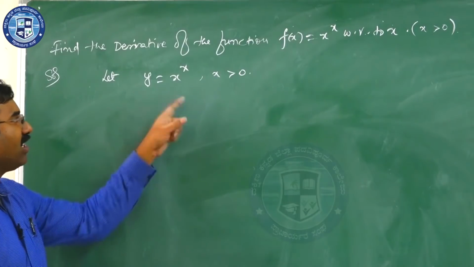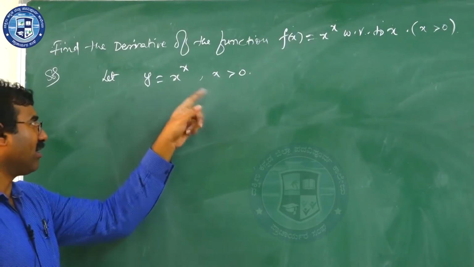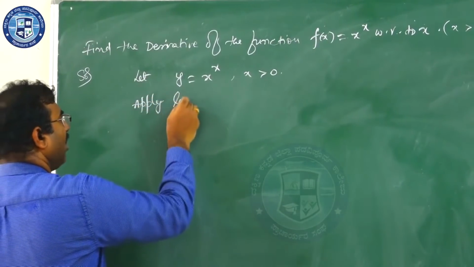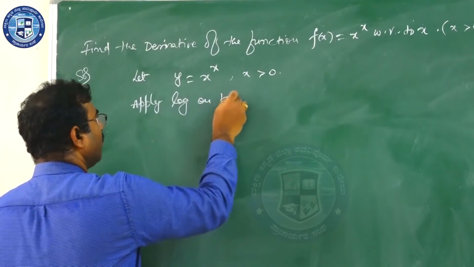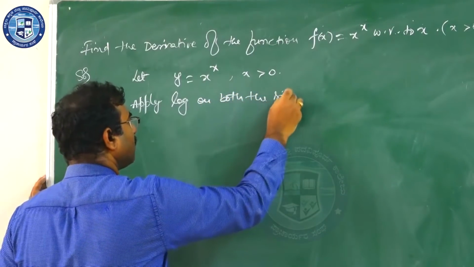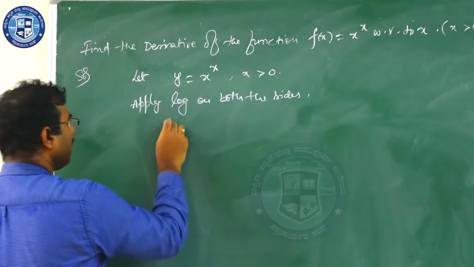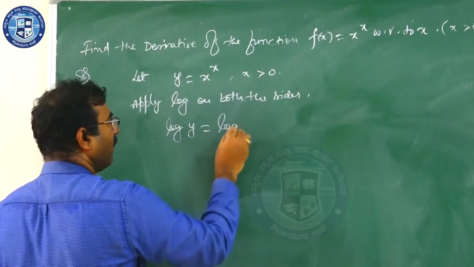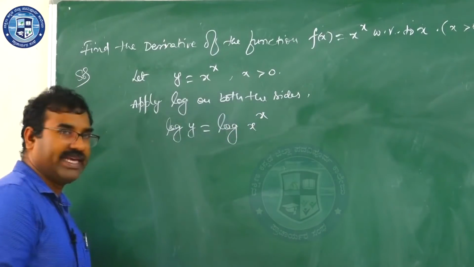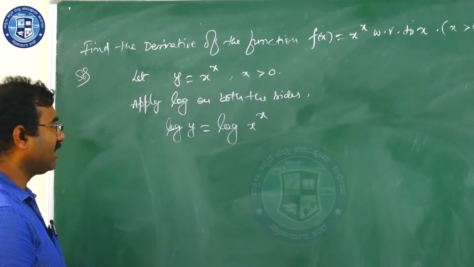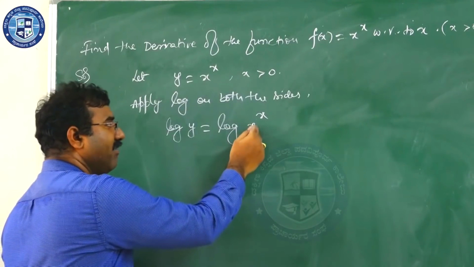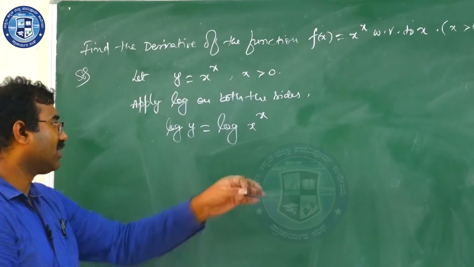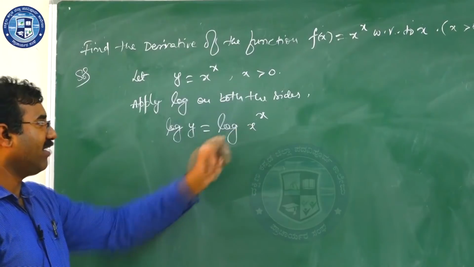Now we apply log on both sides. What happens? Log y is equal to log x power x. Now the power of this value comes to the front of the logarithm. I have given you the rules about logarithms at the time I discussed them with you.